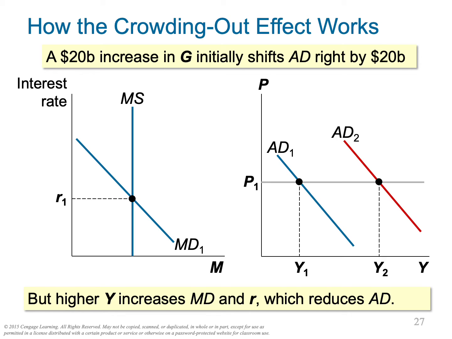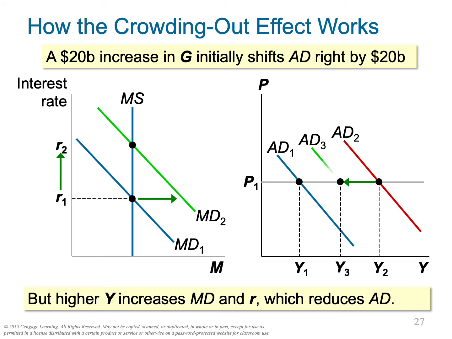But the higher GDP, along with the government's demand for money, increases the money demand, which increases R, the interest rate, which reduces aggregate demand. So the aggregate demand curve actually shifts back to the left a little bit. Okay, so again, the crowding out effect has a dampening effect on fiscal policy, whereas the multiplier effect has an amplifying effect on fiscal policy.